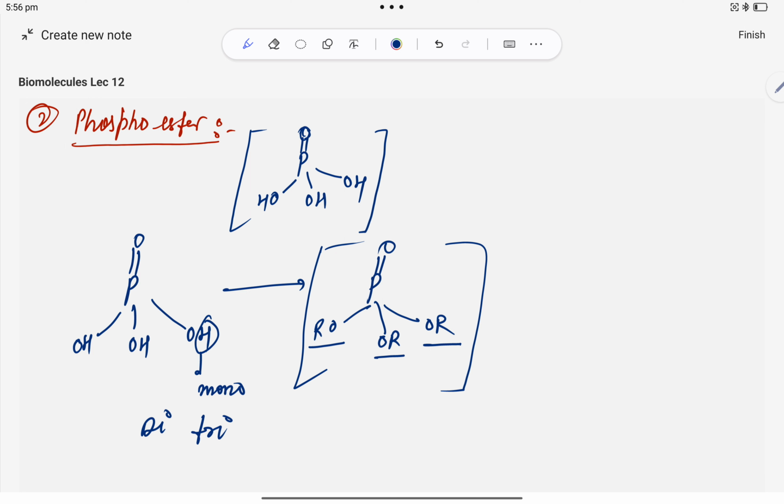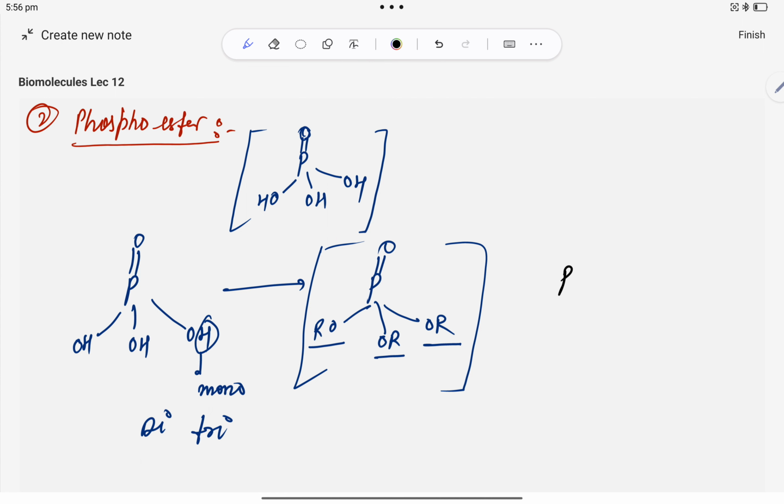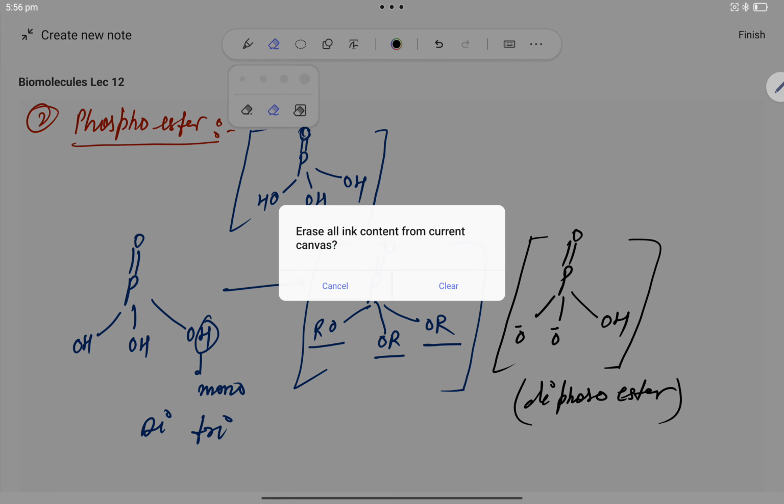So nucleic acid contains only diphosphoester. In that case, diphosphoester means here phosphorus, here minus, here minus, and here OH. This is your diphosphoester. Okay, that we will use. So that is the phosphoester.